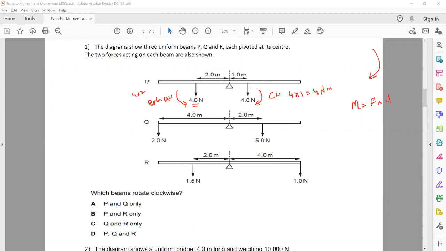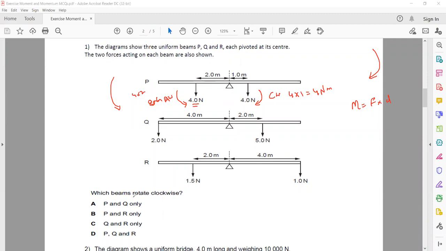So which direction will this rod P rotate, clockwise or anti-clockwise? It will be anti-clockwise because you can see the anti-clockwise moment is more. So it is very easy to identify that it will be anti-clockwise. So P will rotate anti-clockwise, it will not rotate clockwise.